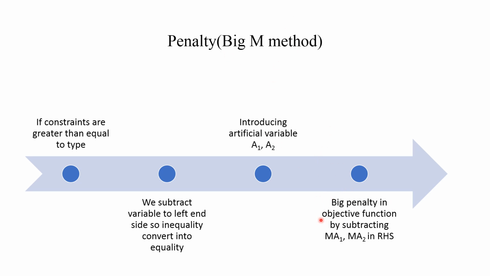We pay the big penalty in the objective function by subtracting Ma1, Ma2 on the right hand side. When we introduce slack variables, we always write the objective function as 0 s1, 0 s2 and so on. But in the case of an artificial variable, we have to subtract Ma1 on the right hand side. That's why it is called the big M method, penalty method, or artificial variable technique.